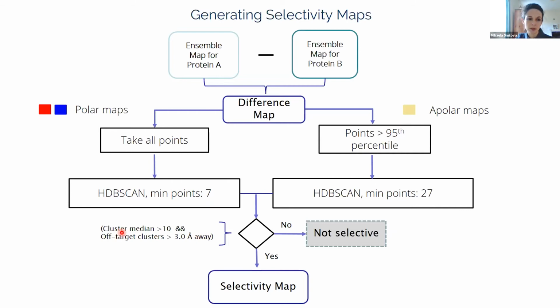Clusters are then also scored by taking the median hotspot score of all the points in that cluster. And there is also a condition that selective features be a minimal distance away from features of the same probe type that confer off-target selectivity. So that's to prevent having two selective features, two features with opposite selectivity next to each other, because that will not be desirable.